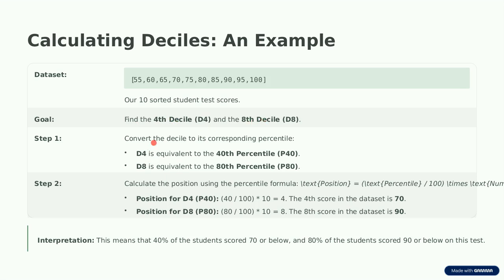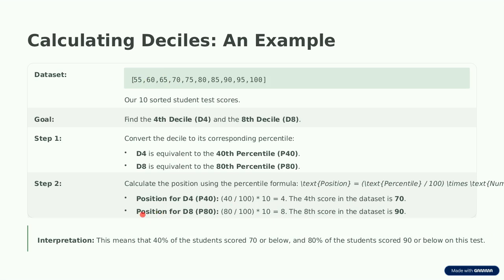Now, step 1, convert the decile to its corresponding percentile. D4 is equivalent to the 40th percentile. I've explained that before. D4 is the same as the 40th percentile, then D8 is the 80th percentile. So let's calculate the position like we did the first time. The 40th percentile, that's 40 over 100 times 10, that's the fourth position. So the fourth position here is 70. 1, 2, 3, 4. That's 70.